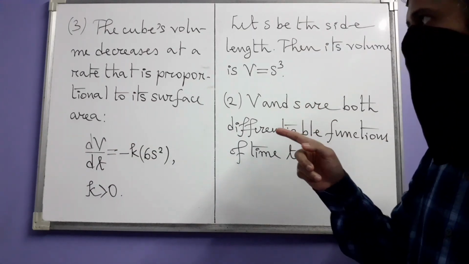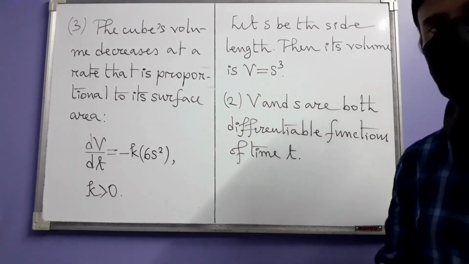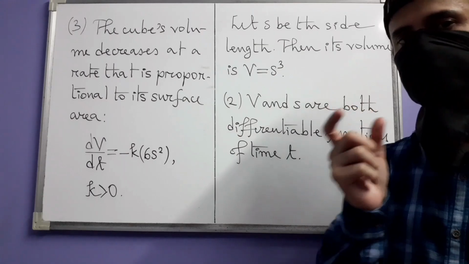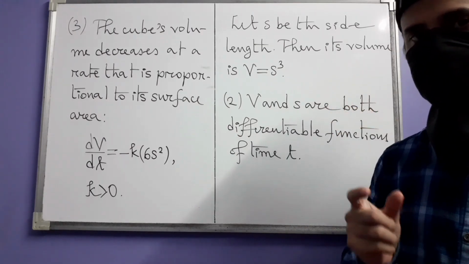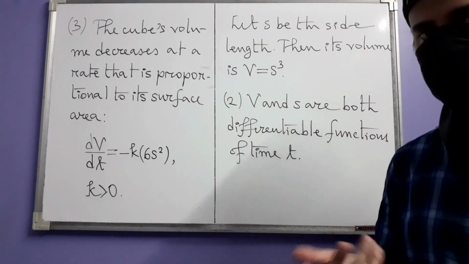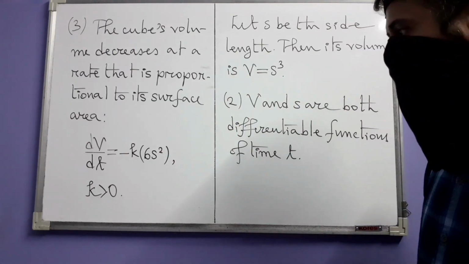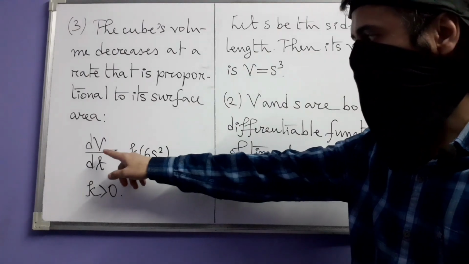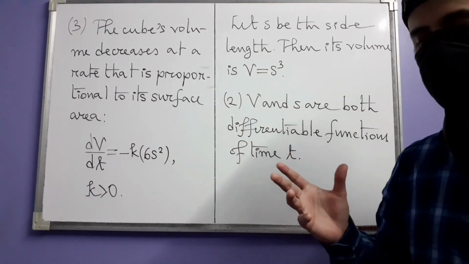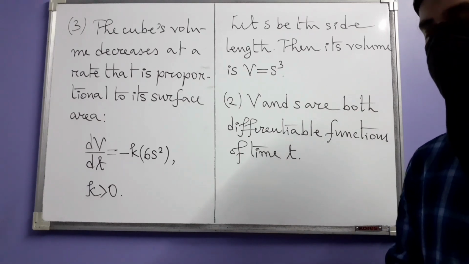And what are we saying? That rate is proportional to the surface area of the cube. So a cube has 6 sides. Each side is a square of area S squared because side length is S. So 6S squared is the total surface area. And dV/dt is proportional to that. More surface area means the volume changes more rapidly.